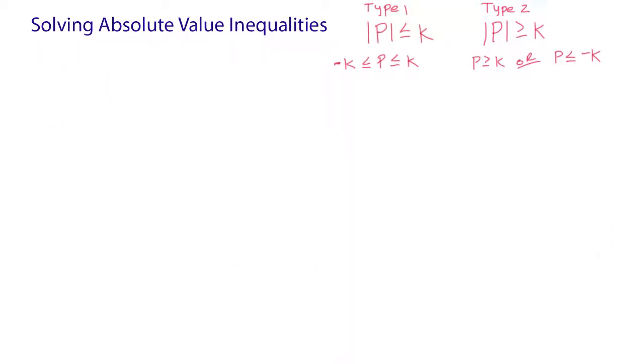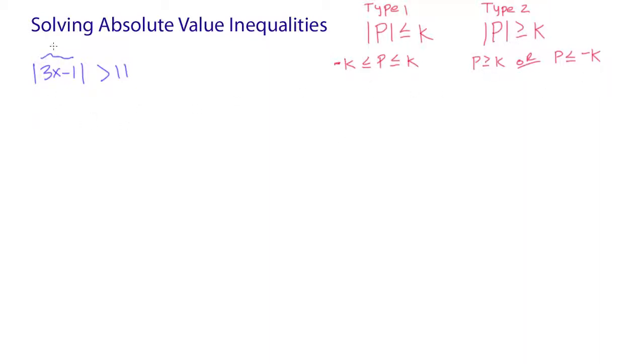Now let's do a type 2 problem. So the absolute value of 3x minus 1, close it, greater than 11. Okay, now how do I know it's a type 2? Well, it's greater than, right? Type 2s are greater than or equal to. So it's a type 2, and that means we're going to have 2 pieces.